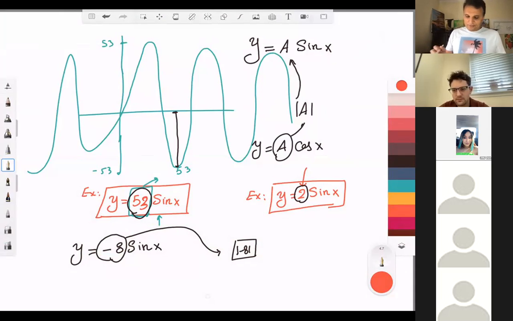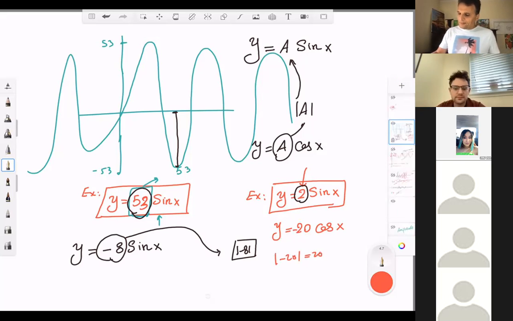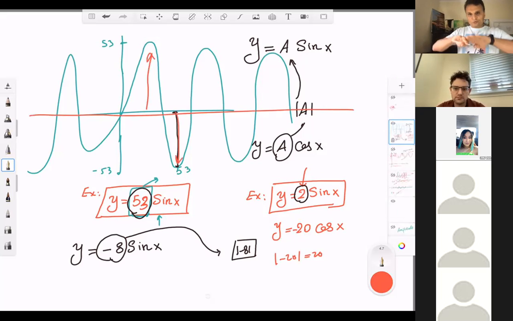Somebody has a problem. So for example, y equals -20 cosine of x. What is the amplitude? -20. Very good. The absolute value of -20, which is 20. So you learn about amplitudes, about sine and cosine, and the midline. That's the line that exactly cuts the graph of a periodic graph into 2 pieces.